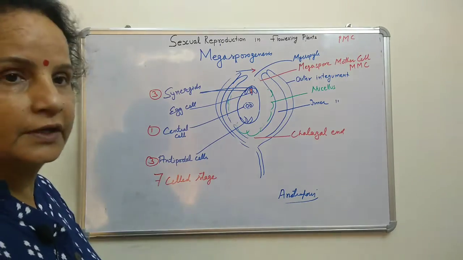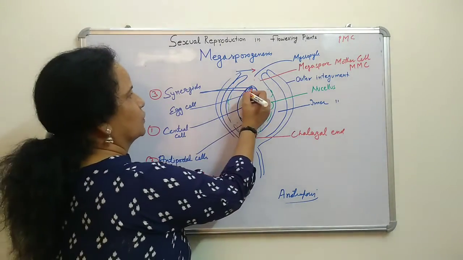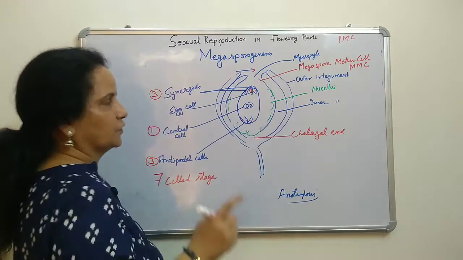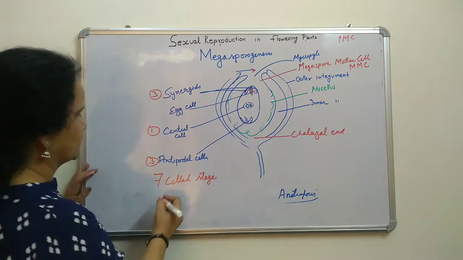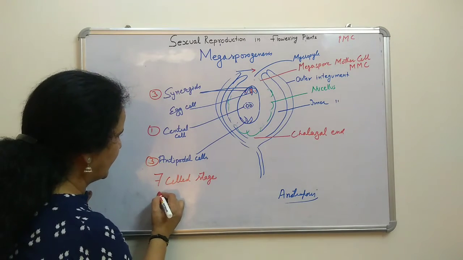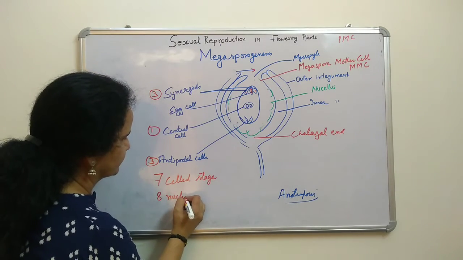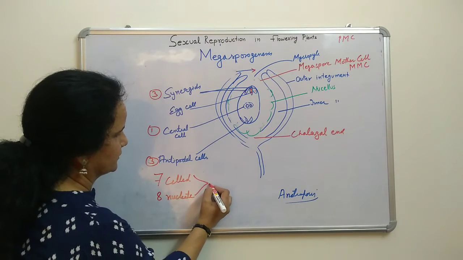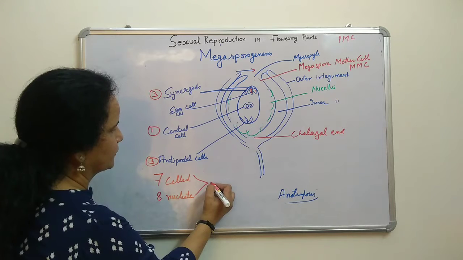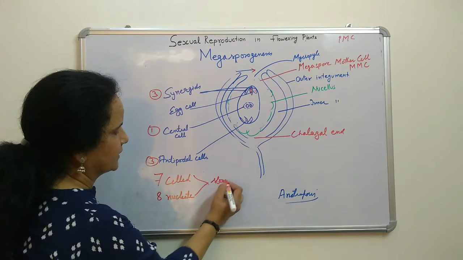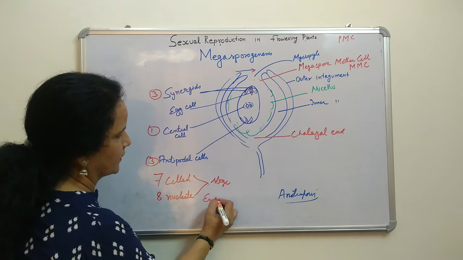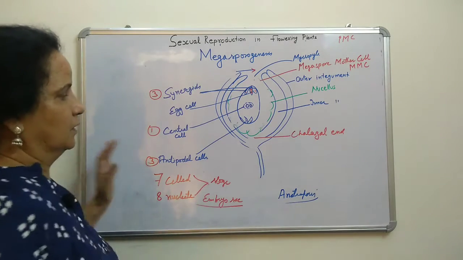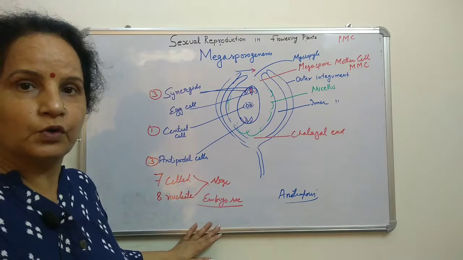Now, but how many nuclei are there? Each cell is having a nucleus, a haploid nucleus. Right? So then 8 nucleate. This condition is called 7-celled 8 nucleate stage, and that is called mature embryo sac.